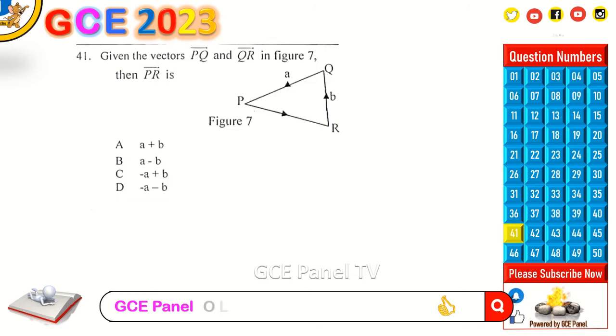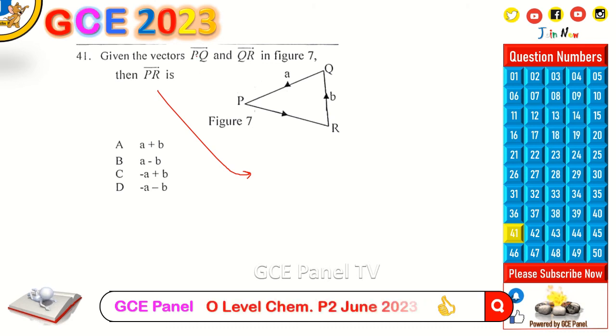Question 41. Given the vectors PQ and QR in figure 7, then PR is, we know that PR is the same as, how do we get PR? From P to R, it is PQ. From P to Q, that's PQ. Plus, we now move from Q to what? Plus QR. So from here, our PR will be equal to PQ plus QR.